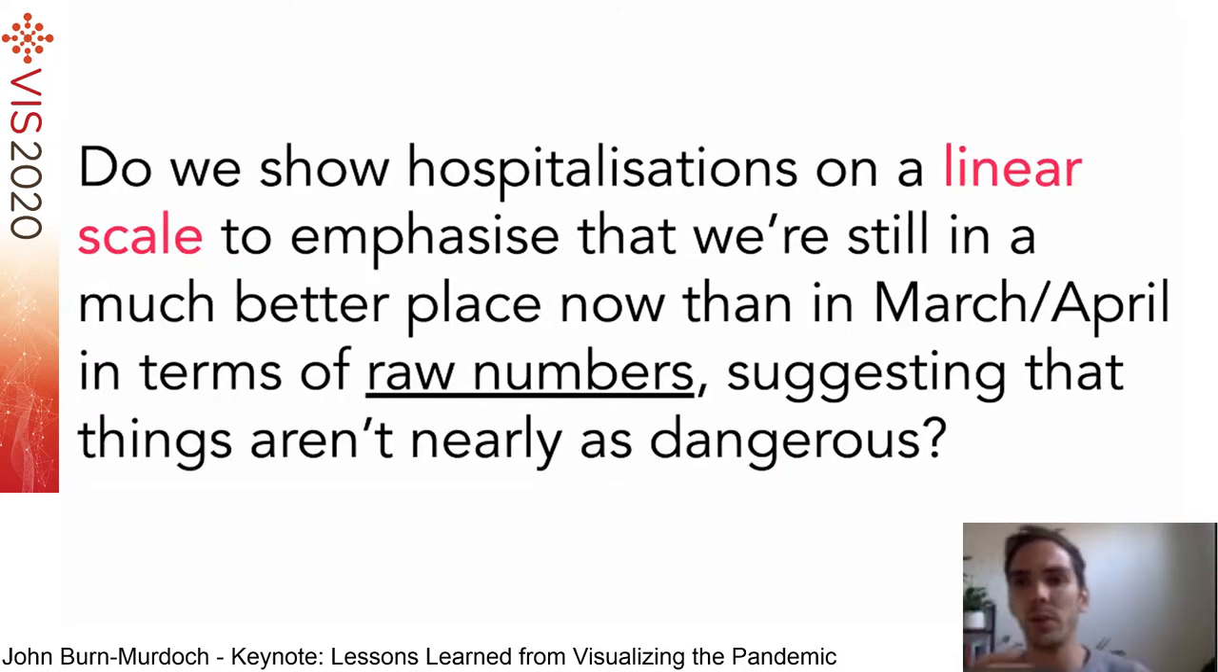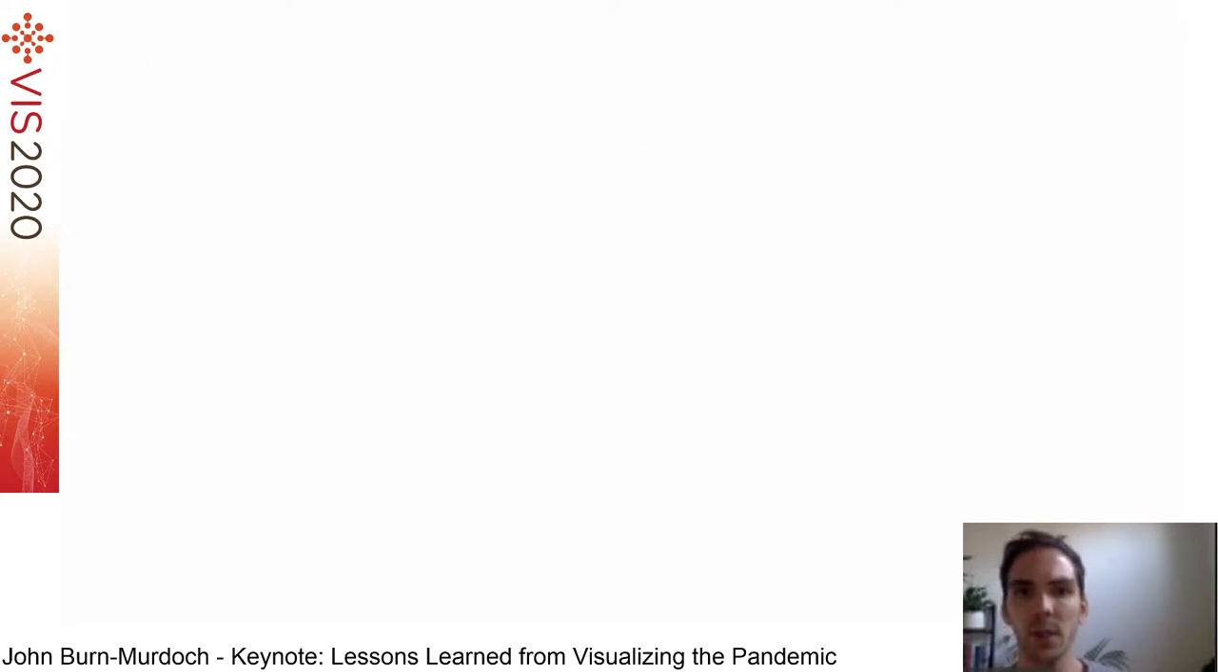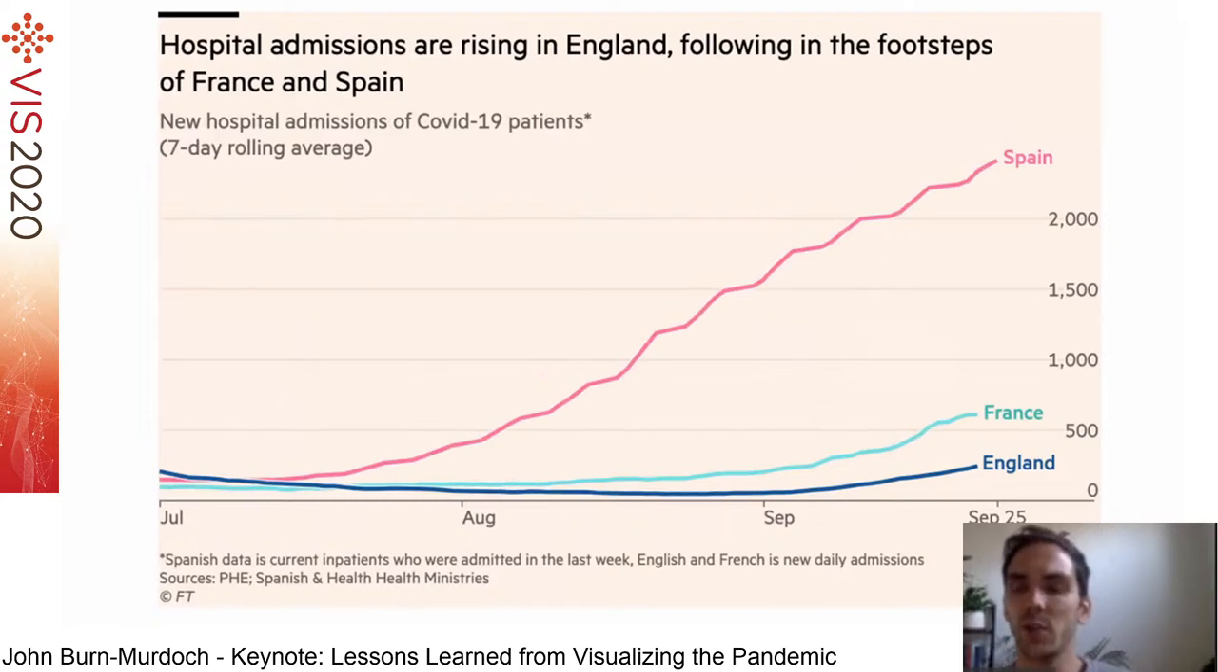So using data on hospital admissions, for example, should we show these on a linear scale, which will emphasize that the numbers we're seeing at the moment are much lower than they were in March or April, and therefore things might perhaps not be nearly as dangerous as they were back then. And this was a recent chart we did doing exactly that. So this was new hospital admissions in England, France, and Spain per day. And you can see that the numbers in England and France were much lower.